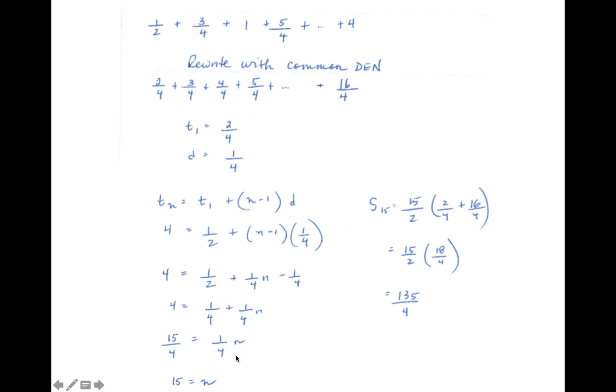Sorry, I went too soon. So now I know the number of terms, so I'll plug it in. 15/2. My first term is 2/4. My last term is 4, or 16/4. And go ahead and simplify stuff, and you have your answer.